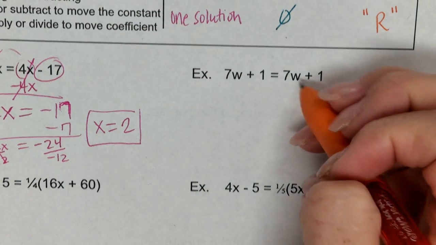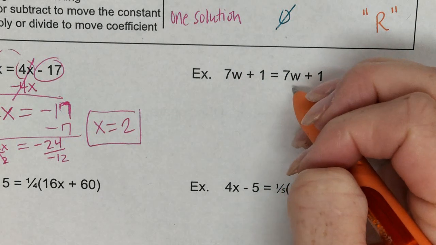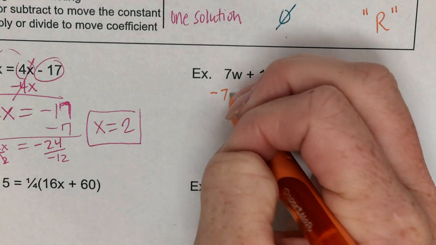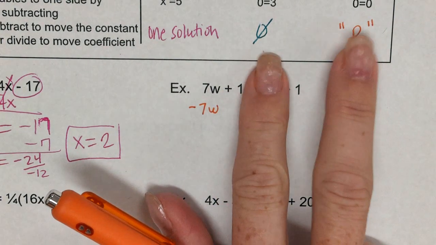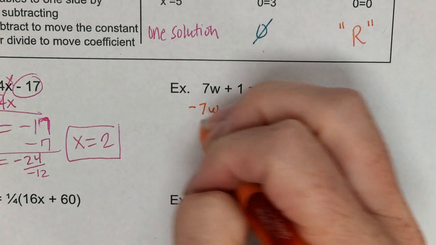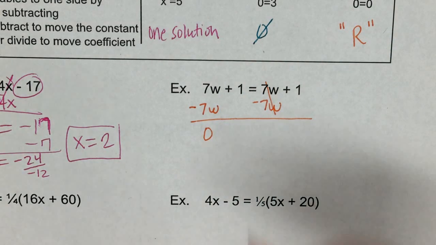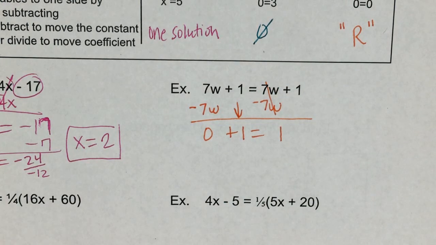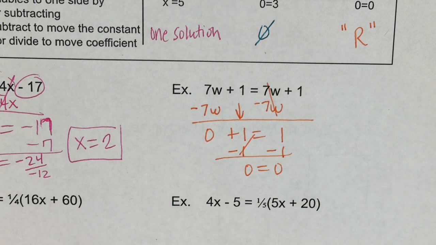Okay? All right, so the first thing I'm going to do is pull this 7w to the left. How would I zero out a 7w? Minus 7w. And right here, when I see that the w's are going to disappear, I know my answer has to be one of these. Because 7w minus 7w is 0, and I realize my w is gone. So I bring down my plus 1 equals 1. I move this to the left, to the right by subtraction, and I get 0 equals 0.